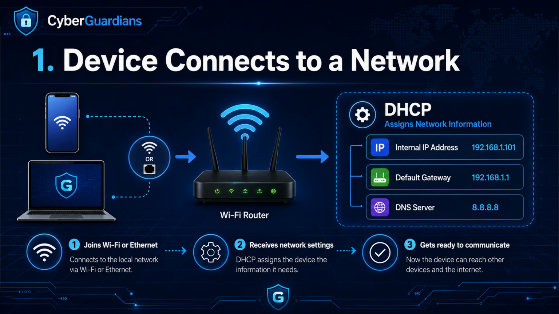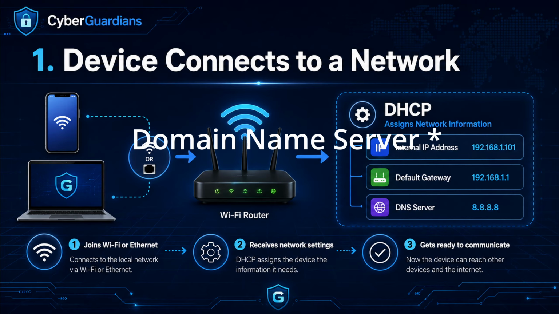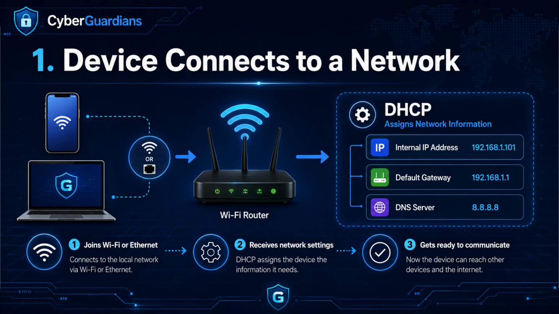An IP address stands for Internet Protocol Address. An IP address is used to identify a device on a network. A default gateway is usually the router. The gateway helps send traffic from the local network out to other networks, including the internet. DNS stands for Domain Name System. DNS helps the device find websites by translating website names into IP addresses.